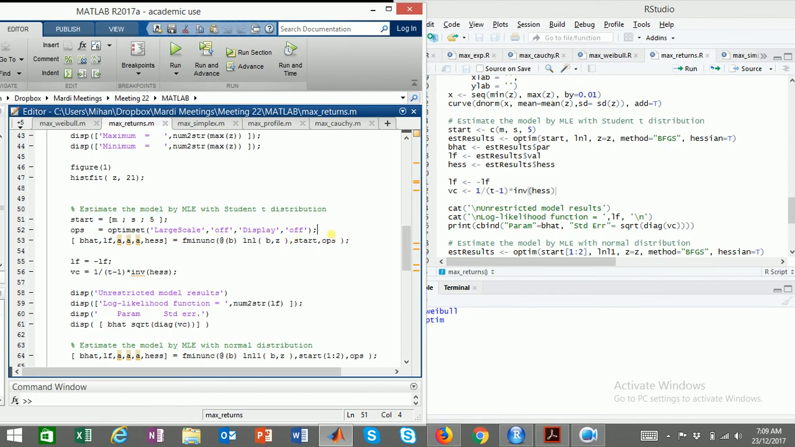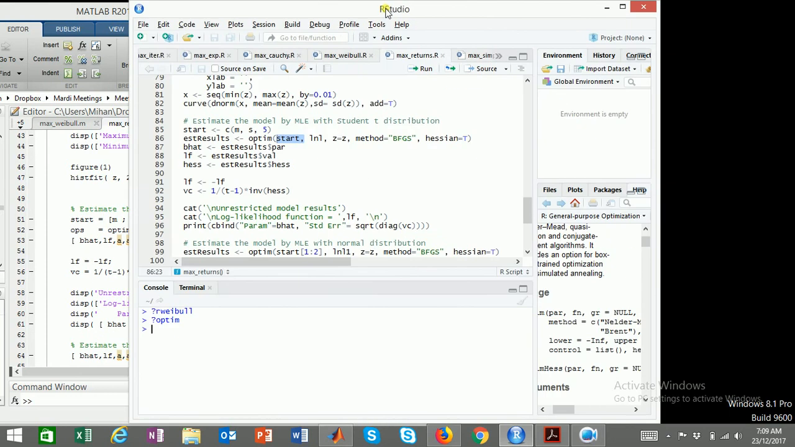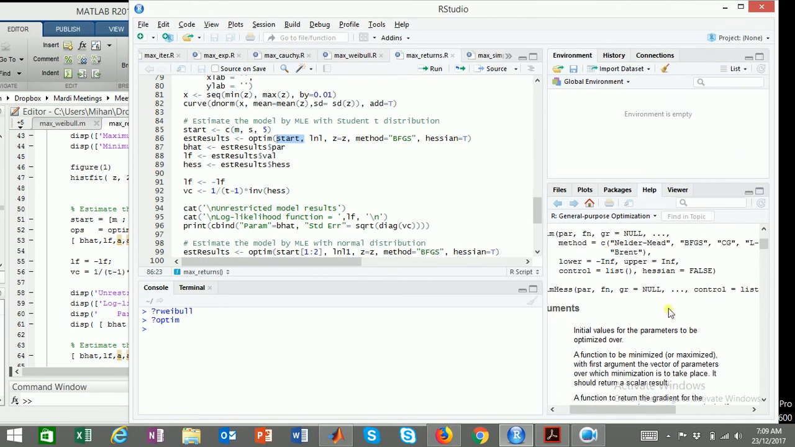Optimal large scale of display iteration, CMS5. Estimation results, optimization, start, log L, z equals z, method Hessian. So we initialize optim. We have already seen optim. What is there in optim? If you want to see it one more time, just have a look. It is very simple.